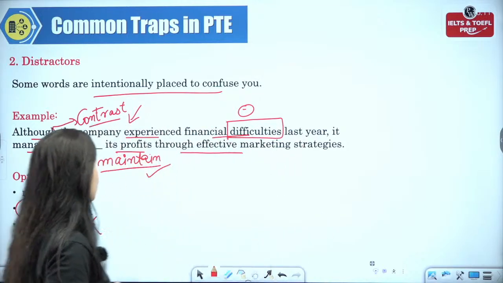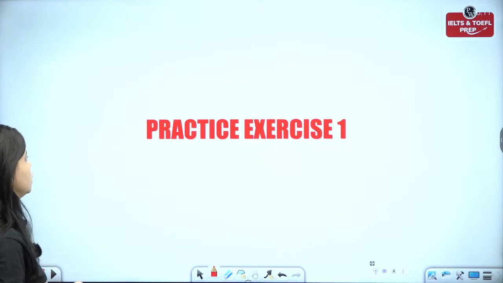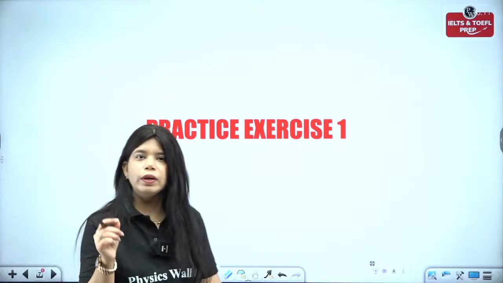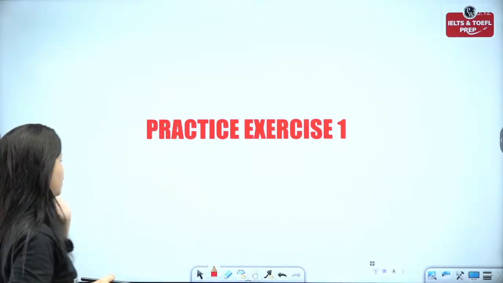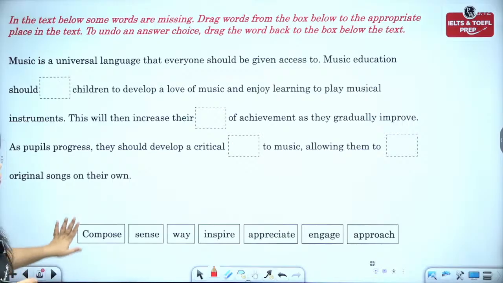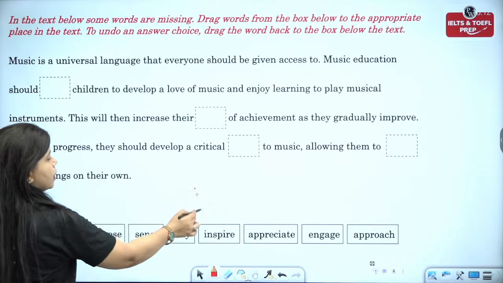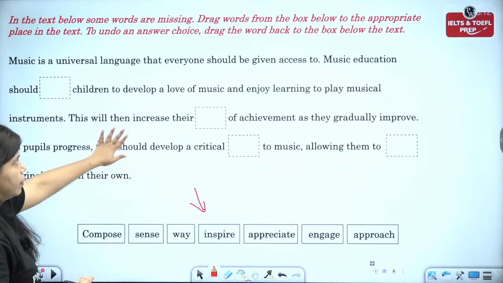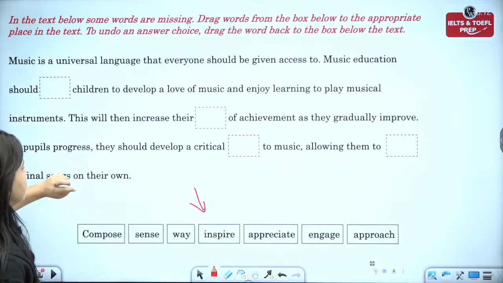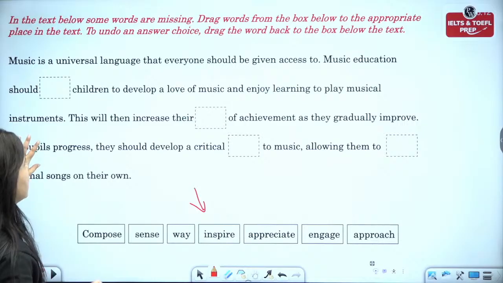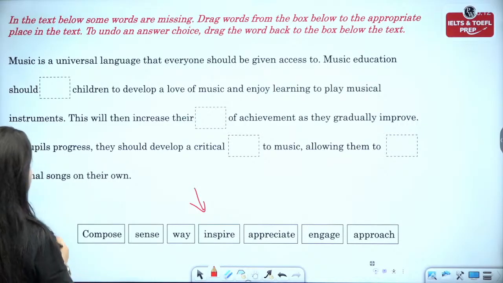Okay. Now moving on. Let's take a look at our very first practice exercise. And here we go. So this is how you are shown this question, drag and drop. You have options given at the bottom and you can simply drag them, but we will be writing the options here in the boxes. Let's just read them one by one, the sentences.